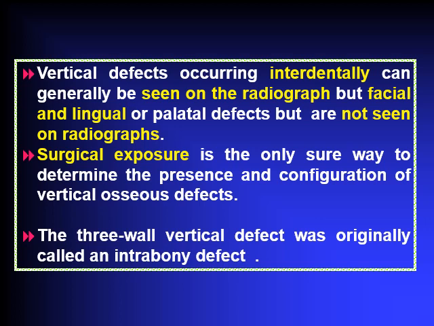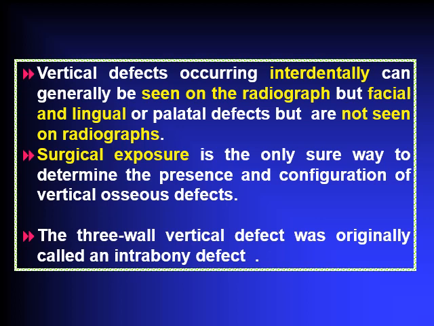So we have to know also that these vertical defects, when you see an X-ray, you can detect that there is a vertical defect, there is an angular defect. It can be seen in the radiograph, but the facial and lingual or palatal defects cannot be seen in the radiograph because they will be obscured by the opacity of the root. Also, the radiographs cannot give you information about how many walls are destroyed, what is the type of this angular defect, if it is 1, 2, or 3, or a combined defect. Only surgical exposure is the way to determine the presence and configuration of the vertical osseous defects. Radiograph is an aid, but it cannot tell you the type of these angular defects.